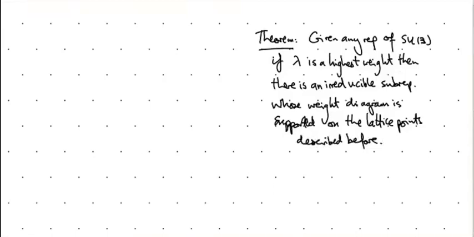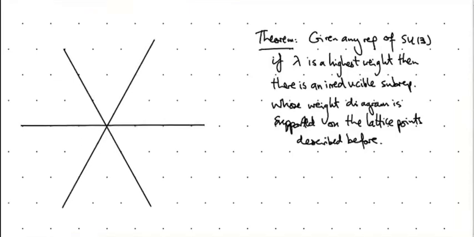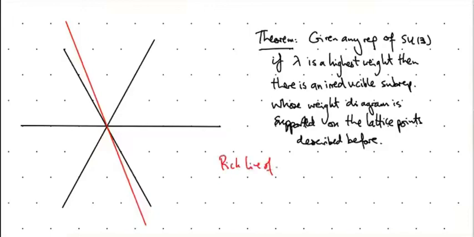So first of all, what does highest weight mean in this context where we don't have just a line and we don't pick the rightmost thing? We're in the plane, there are many directions, so which one do we pick as the highest weight? Well, let me just draw the axes. What I need to do is to pick a line that goes through the origin and that doesn't contain any of the other lattice points, so a line of irrational slope with respect to this lattice.